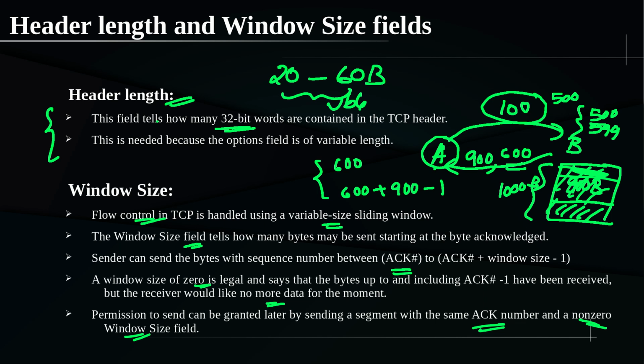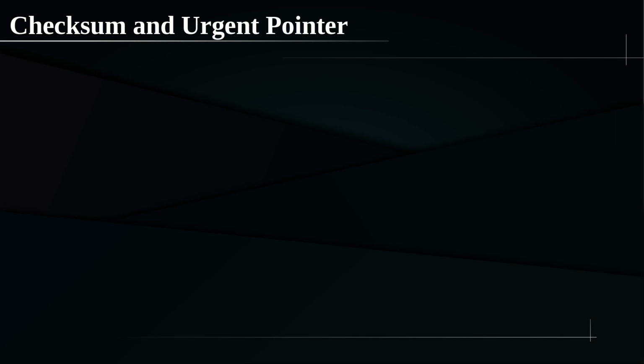So there are many optimizations we are doing in how these things are handled. If you are more curious about all those things, please read the textbook, and you will understand. So this is the role of the window size field. And now the checksum and the urgent pointer. Urgent pointer is something I already explained. Checksum is the same as what we discussed in UDP.